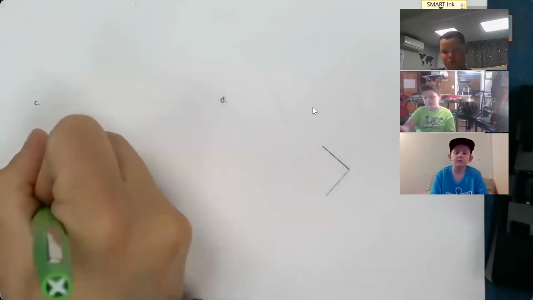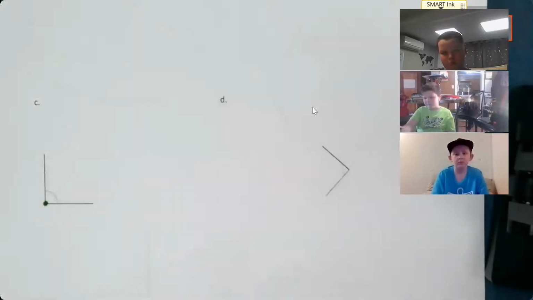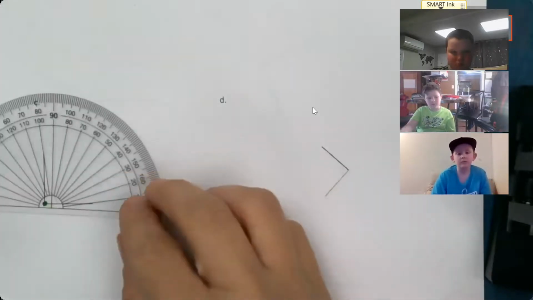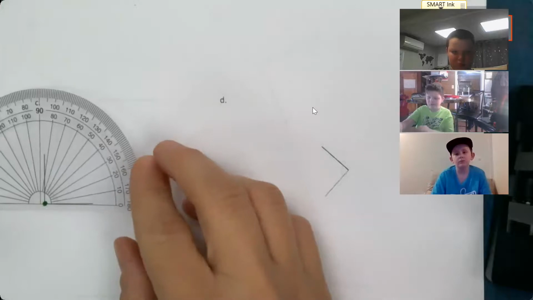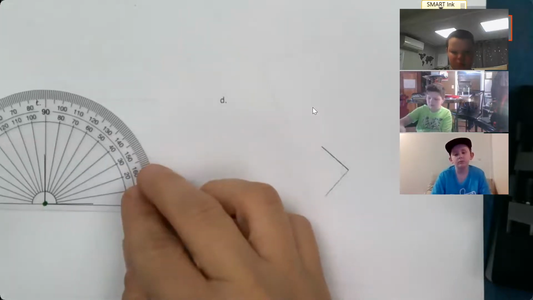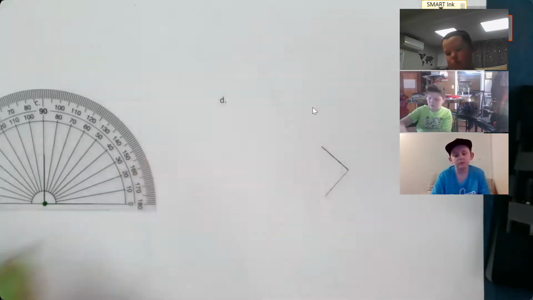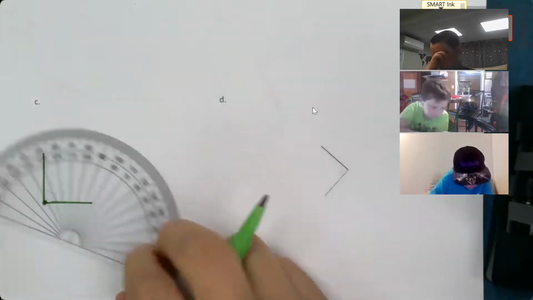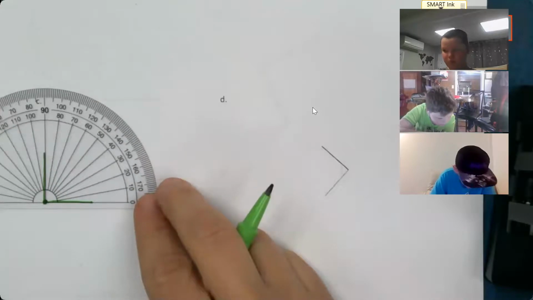I'm going to plot my vertex. Now I'm going to take my right angle detector and put it on. I'm sorry, they got me confused. I'm taking my protractor, lining up my vertex. I'm going to trace this so I can see better. Line up my 0 with the base.